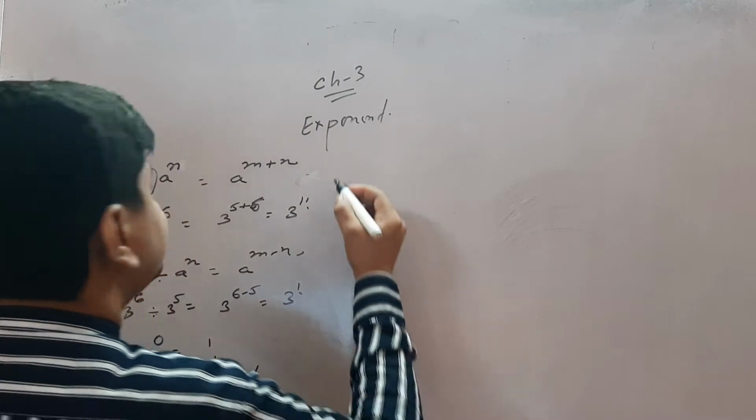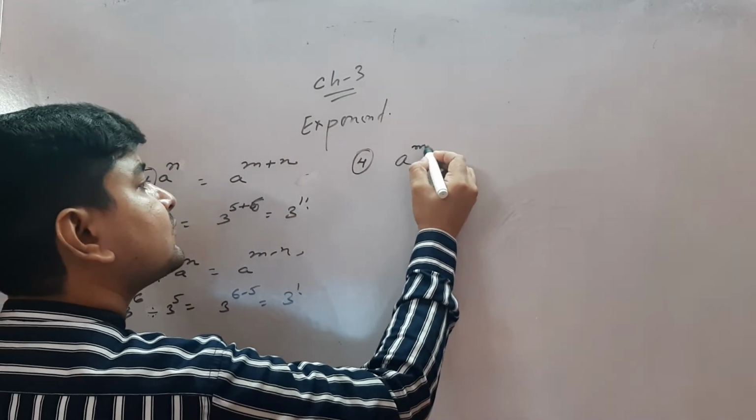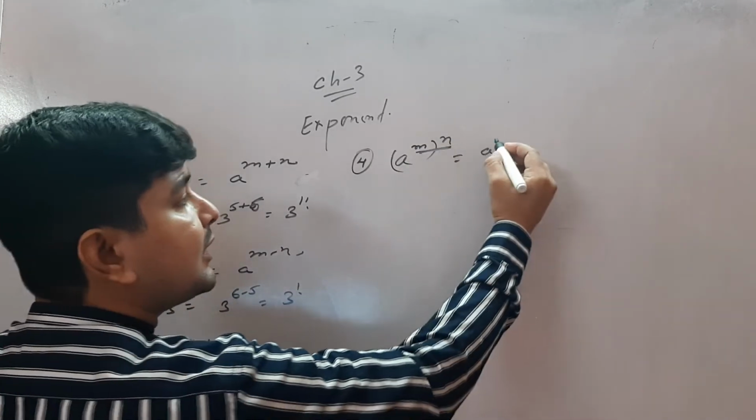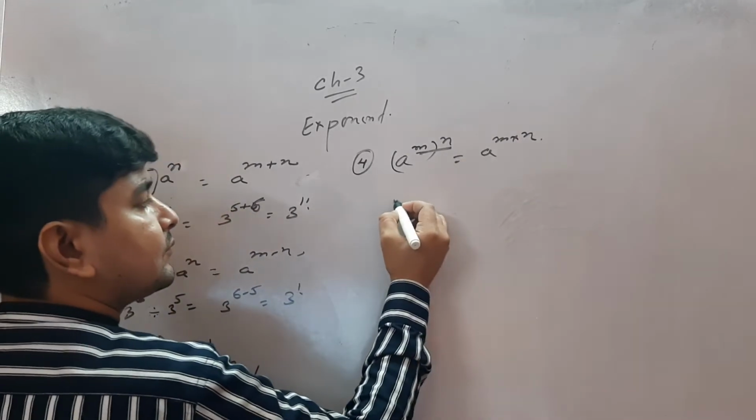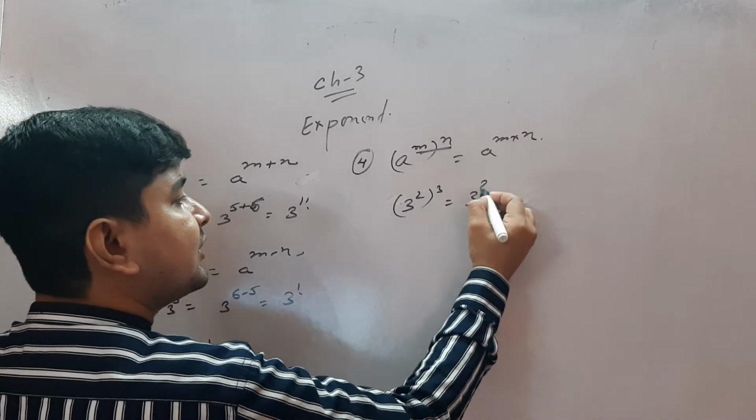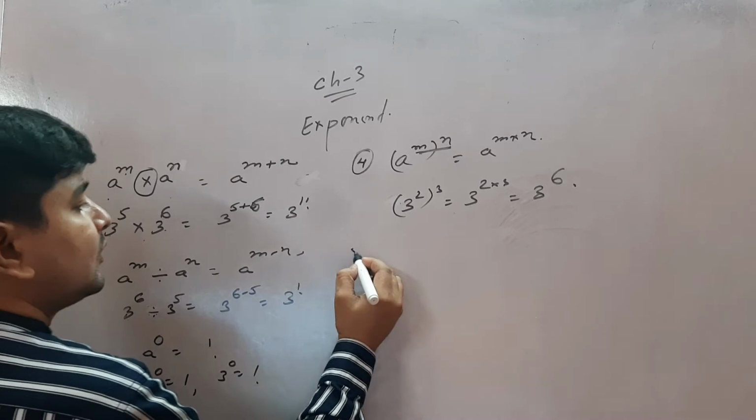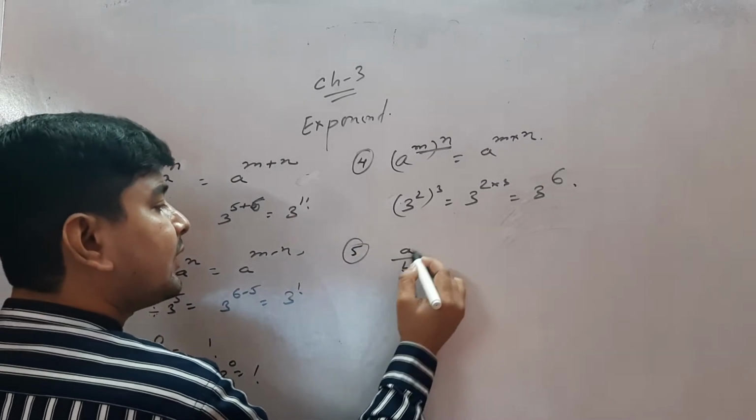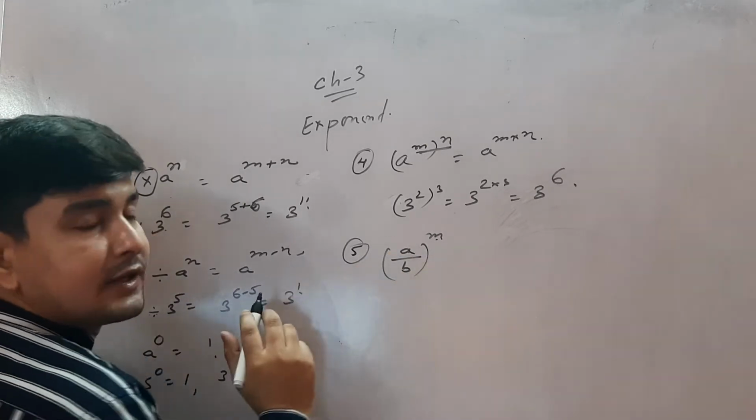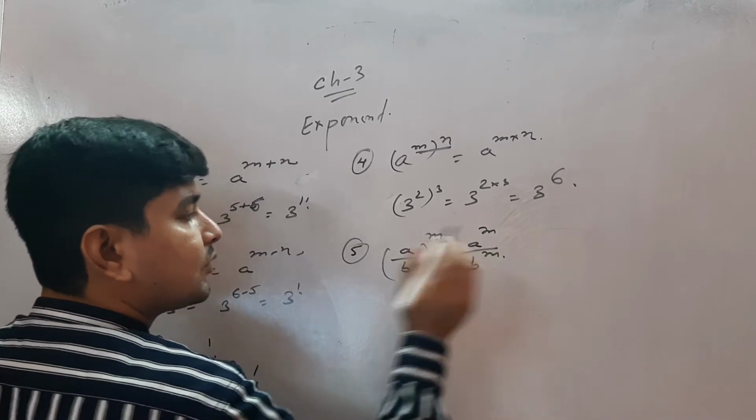Next formula, formula number 4: (a^m)^n, the powers get multiplied with each other. For example, (3 to the power 2) to the power 3 is 3 to the power 2 into 3, that is 3 to the power 6. Clear? Formula number 5: (a/b) to the power m means the power m applies to both a and b.